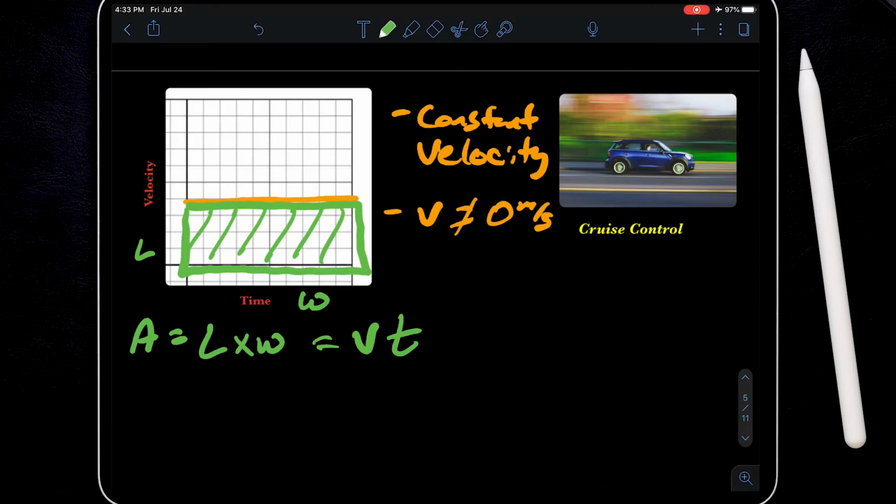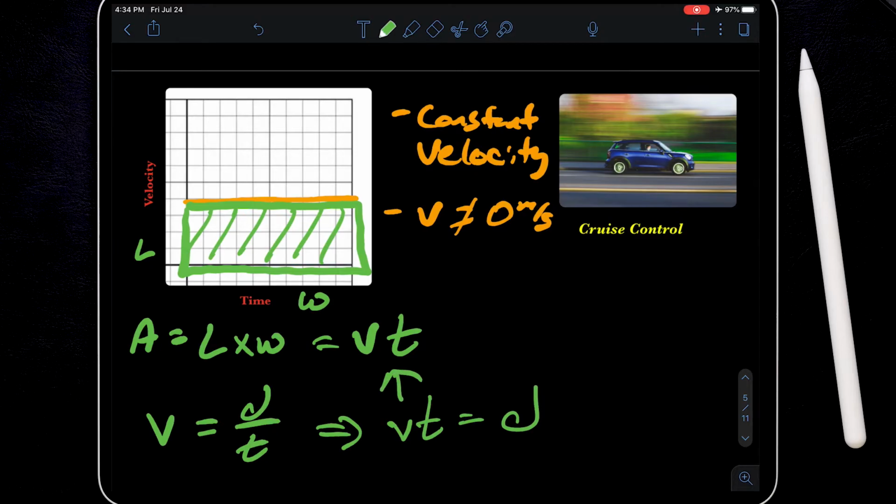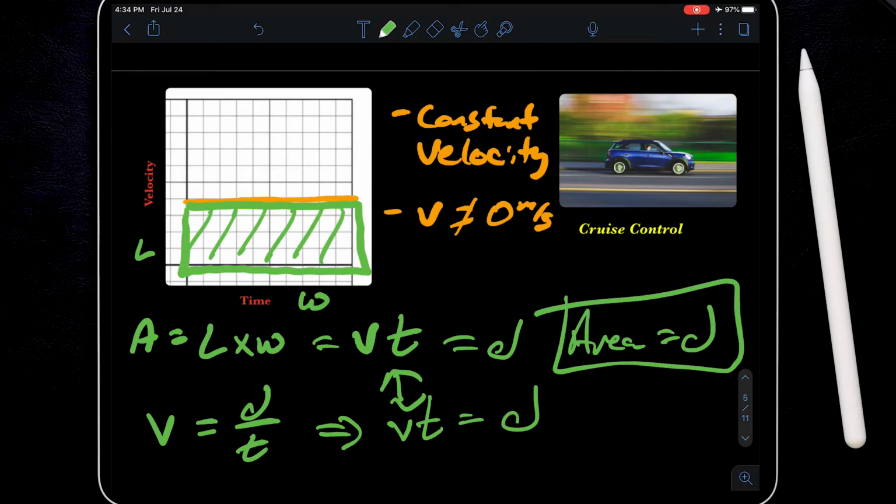And what does velocity times time mean to us? What does that even mean? Well, if you remember your kinematic equations, velocity equals displacement over time, we can rearrange that equation to say velocity times time equals displacement. So if you notice here, velocity times time is going to equal displacement. So the area is equal to the displacement. And that is true for a velocity versus time graph. The area underneath the line is going to tell you the displacement of the vehicle. How far did it move?